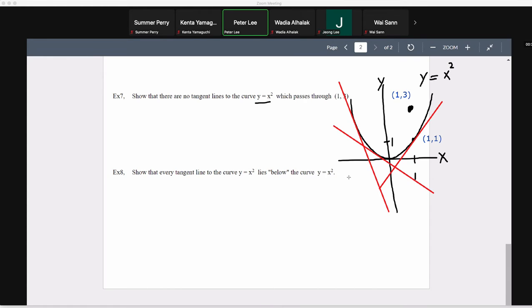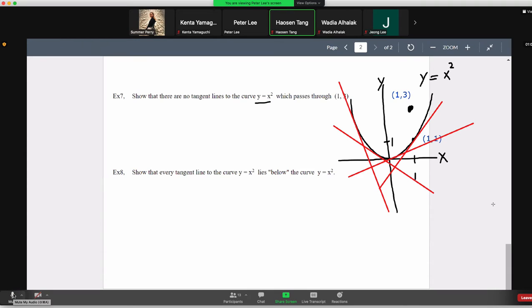What do you think? If we draw any tangent line to the curve y equals x squared, do you think any tangent line to this curve would ever pass through point 1, 3? What do you think? How does it look? No. It doesn't seem like any tangent line is going to pass through 1, 3.